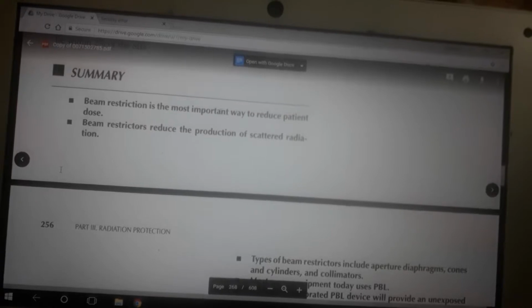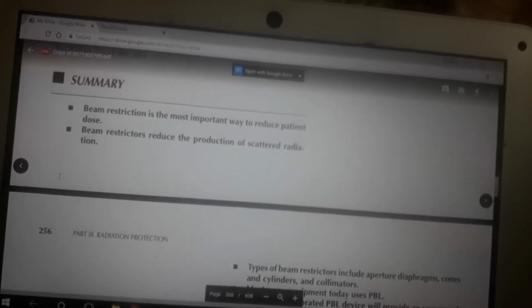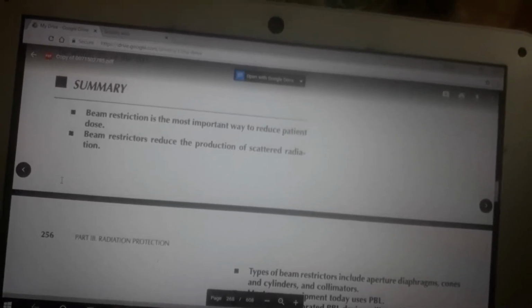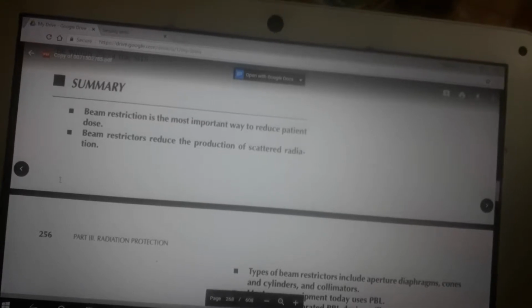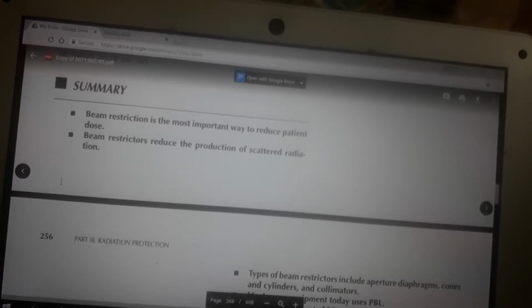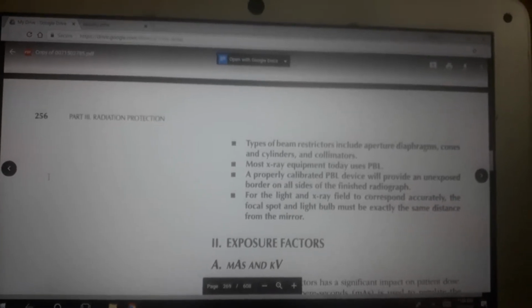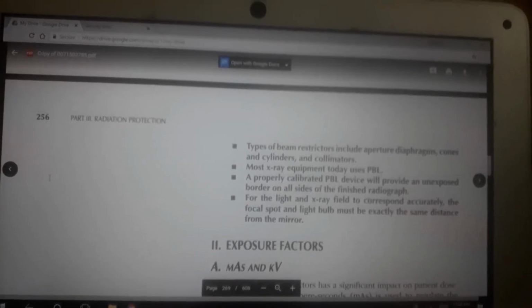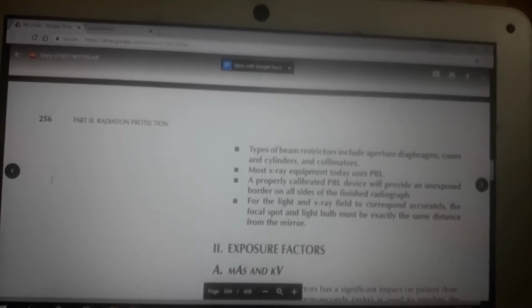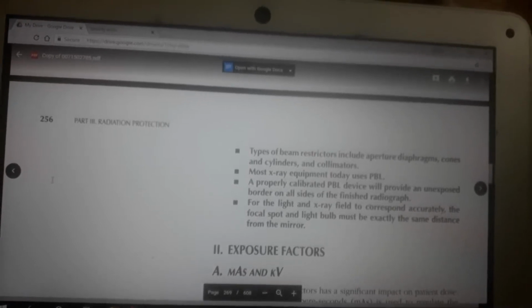Summary. Beam restriction is the most important way to reduce patient dose. Beam restrictors reduce the production of scattered radiation. Types of beam restriction include the aperture diaphragm, cone and cylinder, and collimator.